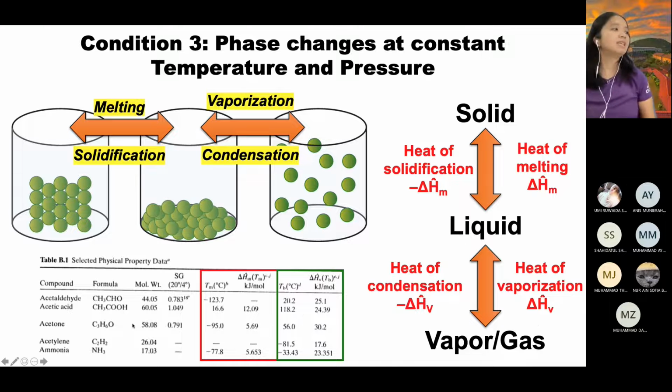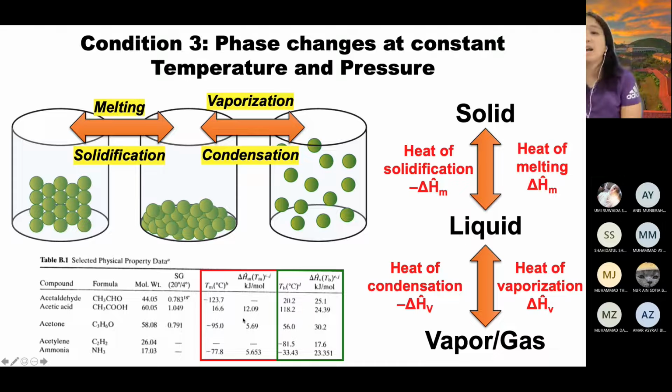Okay, so contohnya dalam kes ni, katakan kita tengok acetic acid. Okay, so this acetic acid, kamu nampak, heat of melting dia 12.09. Okay, delta HM, meaning acetic acid from solid to liquid, enthalpy dia sama dengan heat of melting 12.09.